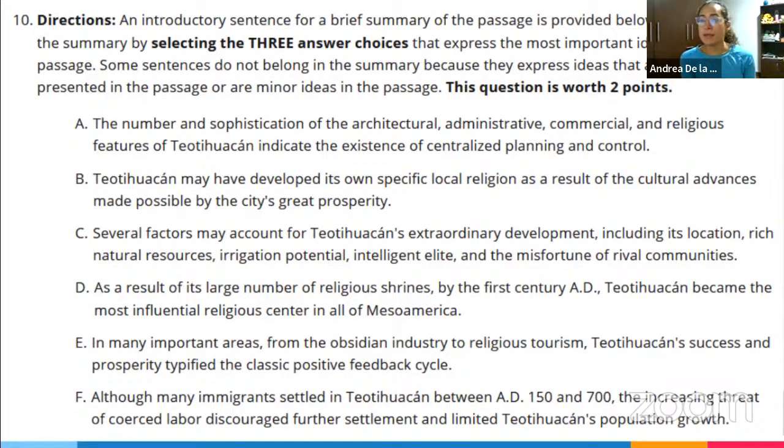So I will give you guys 2 or 3 minutes to try to answer this question. And I want you to tell me what you think. I will give you more tips after you guys let me know what you think.